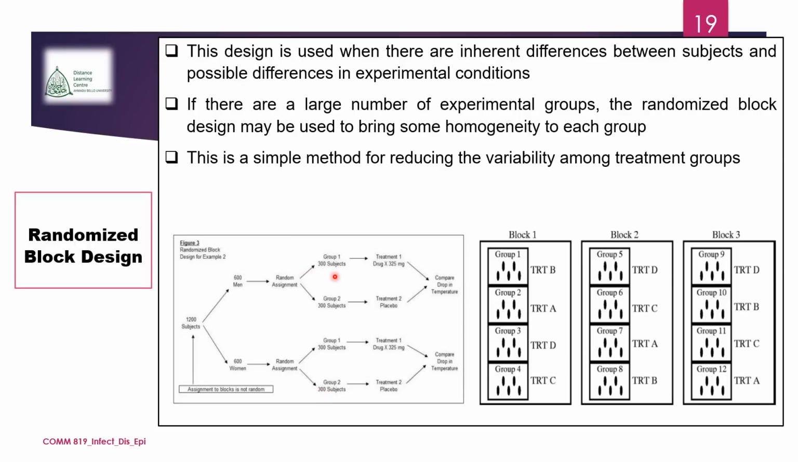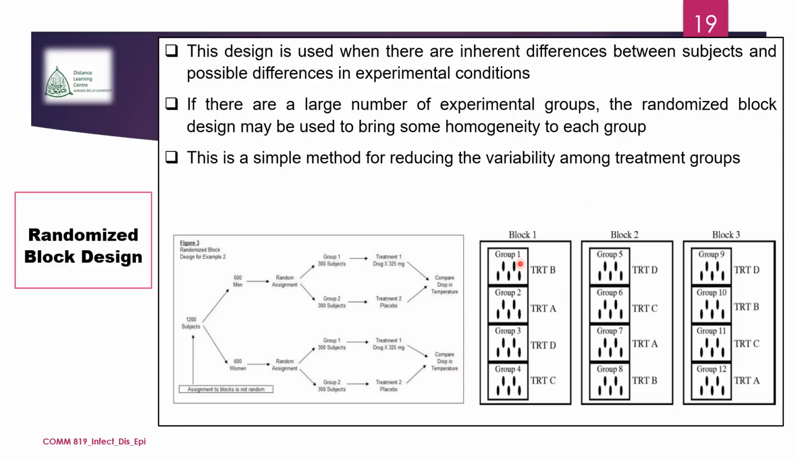So for the first group you give them treatment 1, maybe 325 milligram of drug. Then treatment 2, for men you give them just normal placebo. Then for the women, treatment 1, you also give them 325 milligram of a particular drug. Then the group 2, you give them placebo. Then now you compare the drop in temperature in all men and compare the drop in temperature in women. So you can represent it in a block form.